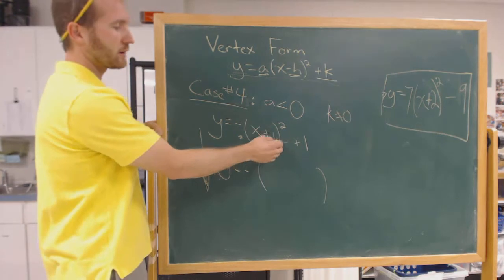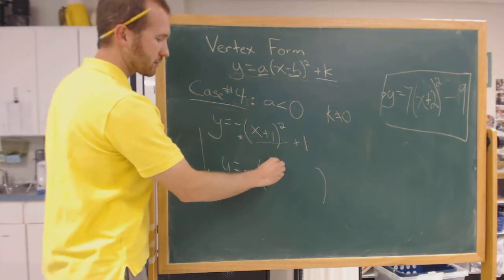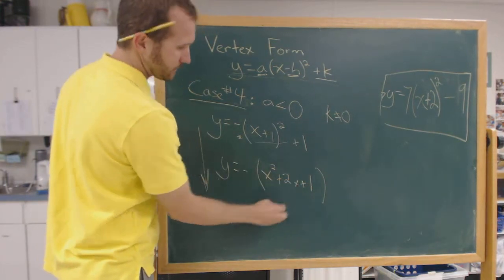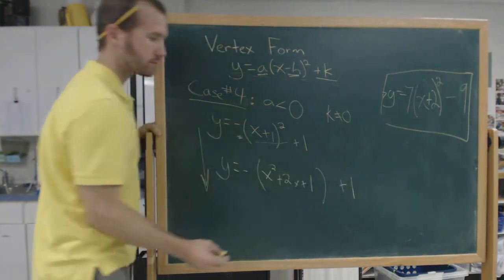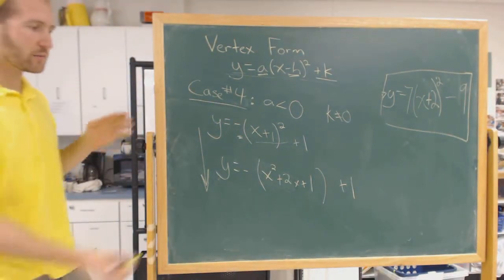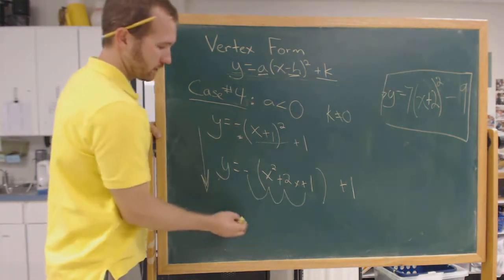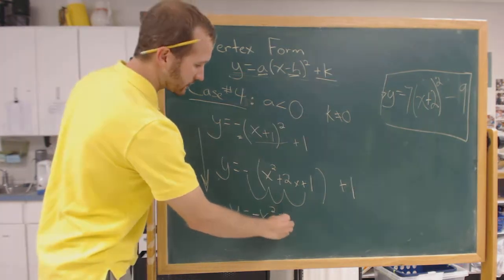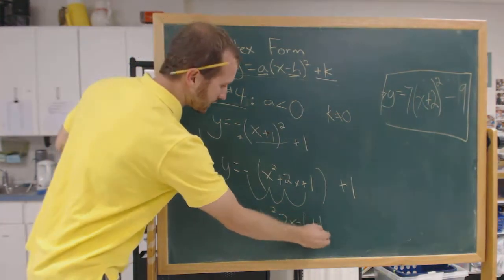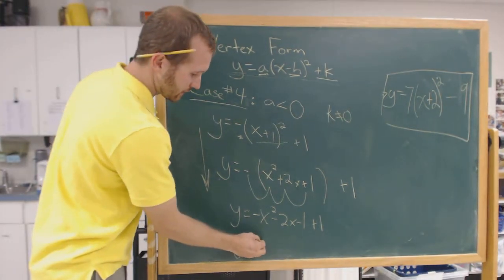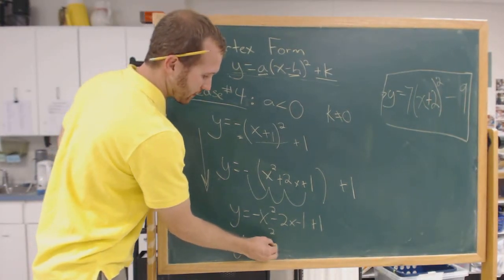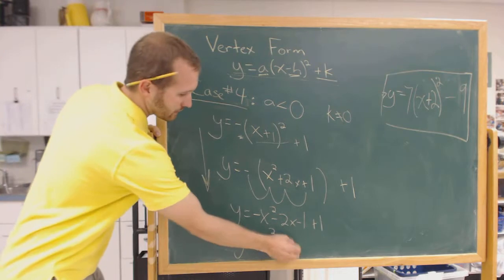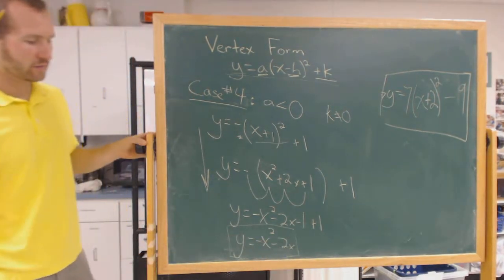So (x plus 1) squared is x squared plus 2x plus 1. And then I also have a plus 1 over here. Now I distribute. Y equals negative x squared minus 2x minus 1 plus 1, so y equals negative x squared minus 2x plus 0. This is my standard form version of this.